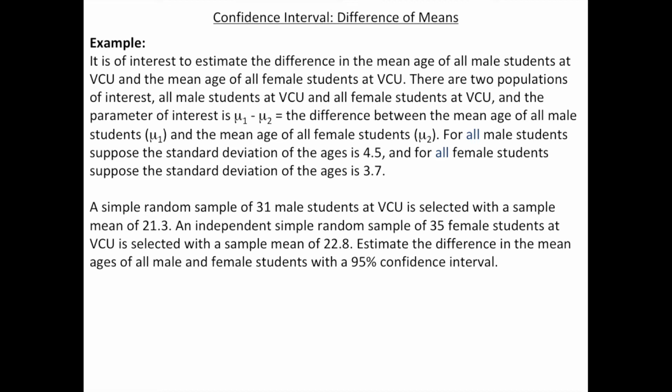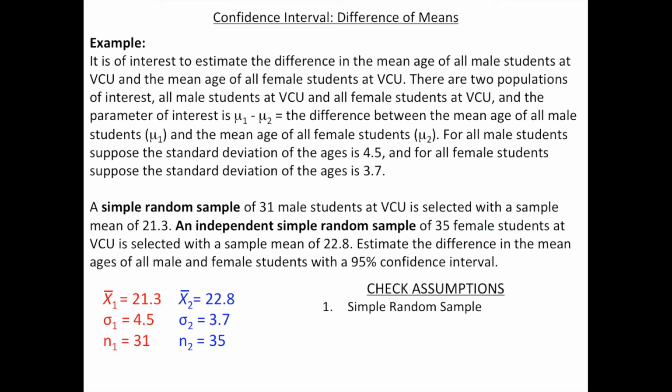So if we look in our paragraph, we can first find our sample means for each of our samples. The males have a mean of 21.3 and the females have a mean of 22.8. We are also given population standard deviations for the male and female students of 4.5 and 3.7, and we collected simple random samples of 31 and 35 for our male and female students. Once we have all of this information, we can check our assumptions.